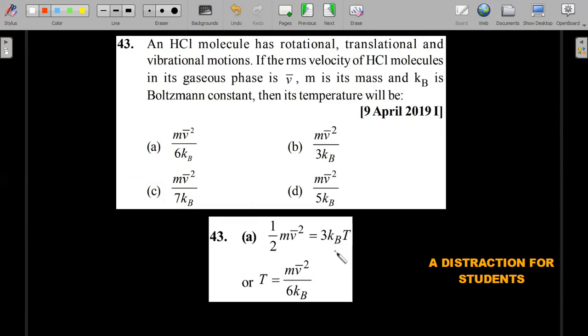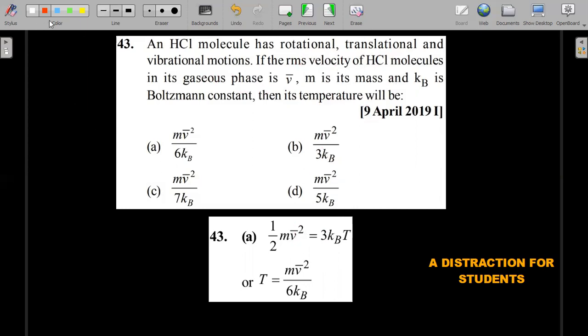3kT. Right? So 3kT, why 3kT? You end up having all the rotational, translational and vibrational degrees of freedom. Right? RMS velocity in the gaseous state is v bar, and therefore its temperature would be v by 2 root 3RT by M, right?